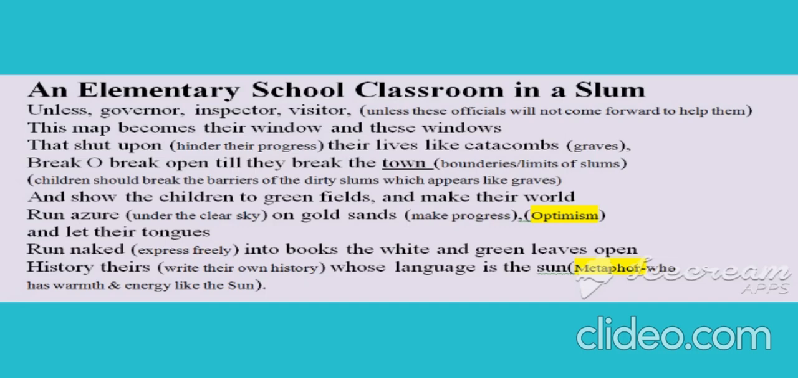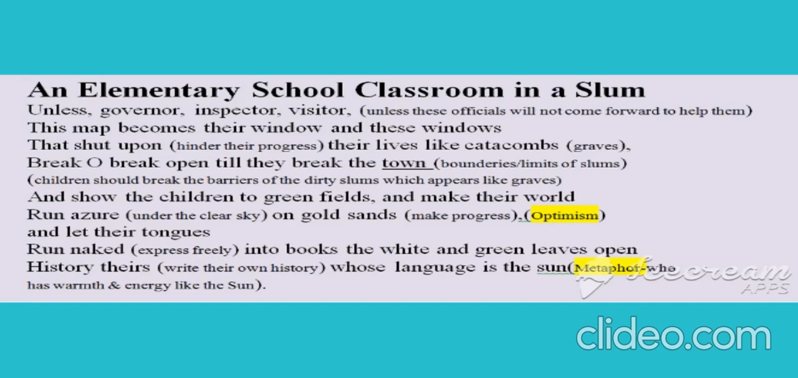to come out of the limits of the slum and show green fields and make their world run azure. So these officials can help them, and the children will come out and they can see the green fields, they can run azure, they can be under the clear sky, and what they can do? They can do progress. Gold sands here refers to progress, and this line is also full of optimism.